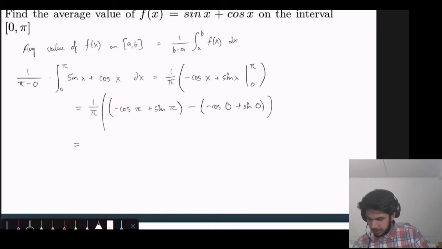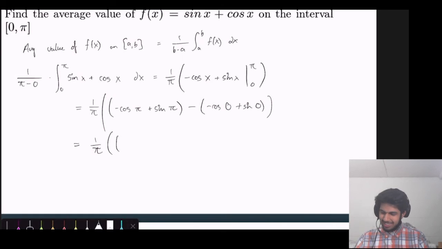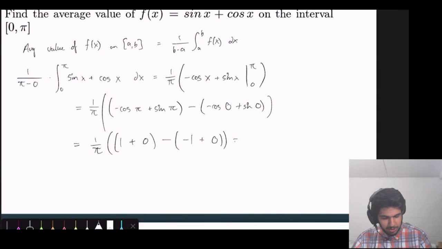Okay, and then we can evaluate this a little bit. 1 over pi, we have to remember some of our trig techniques. So negative cosine of pi. Cosine of pi, I believe, is negative 1. So negative cosine of that is positive 1. I need the parentheses. Sine of pi is equal to 0. I know that. Cosine of 0 is 1, so negative cosine 0 is negative 1. Sine of 0 is equal to 0. So that's equal to 1 over pi times 1 plus 1, which is equal to 2 over pi.